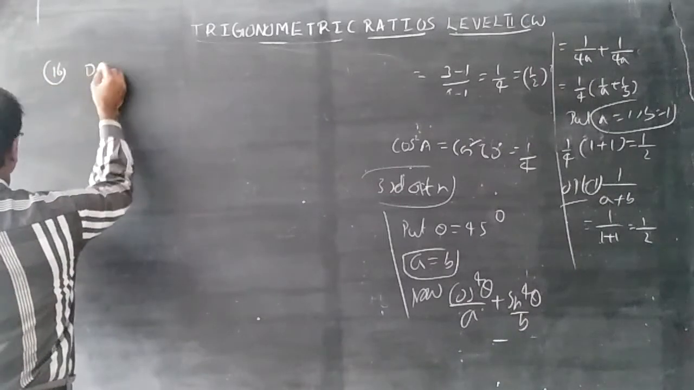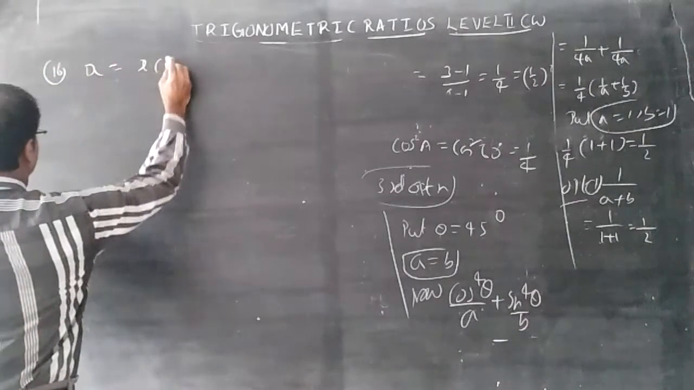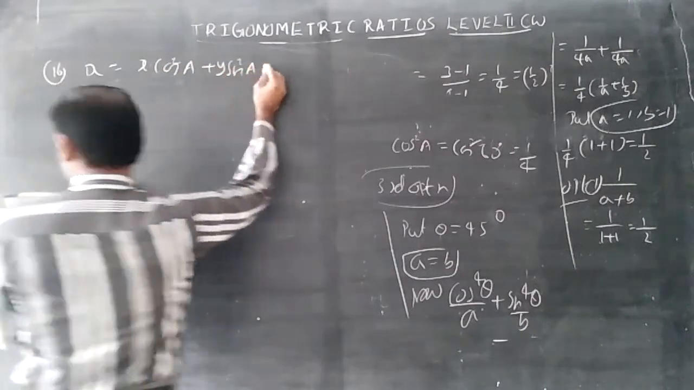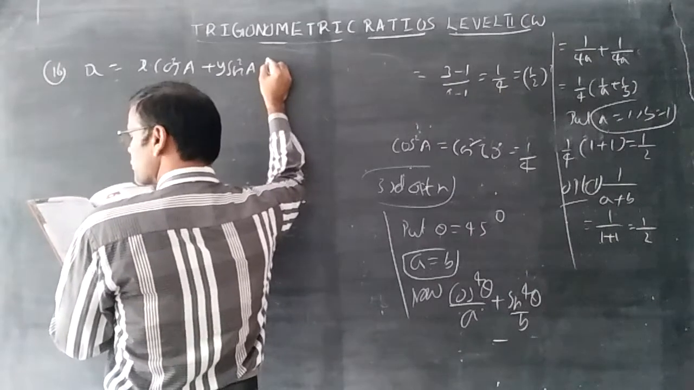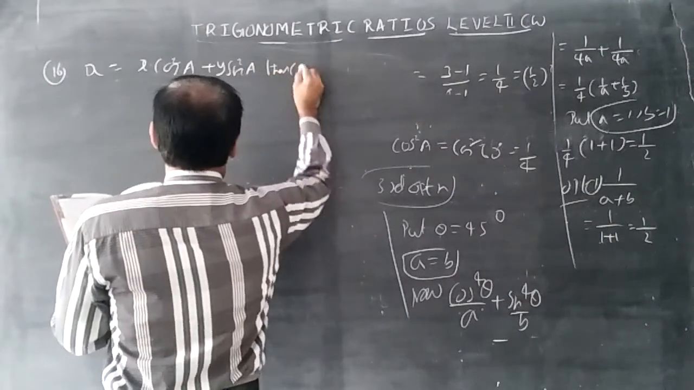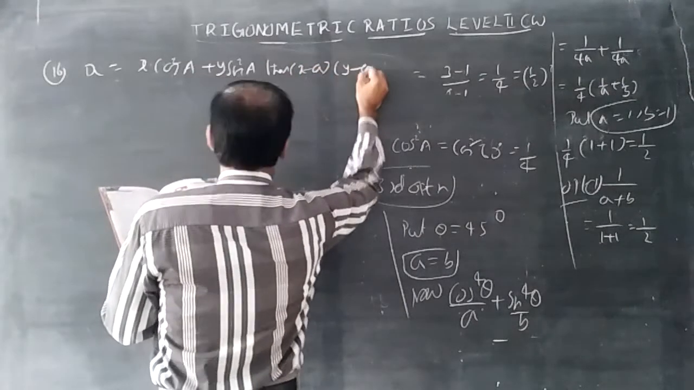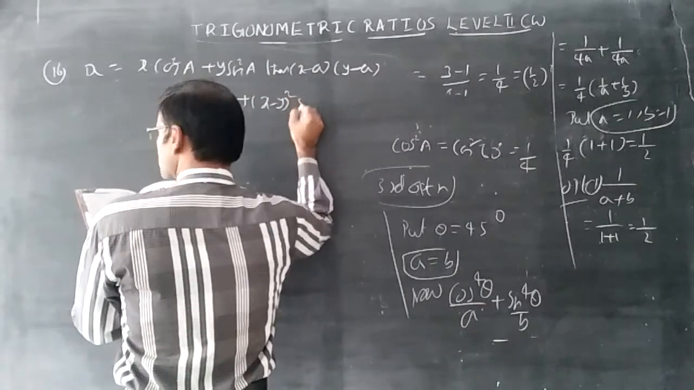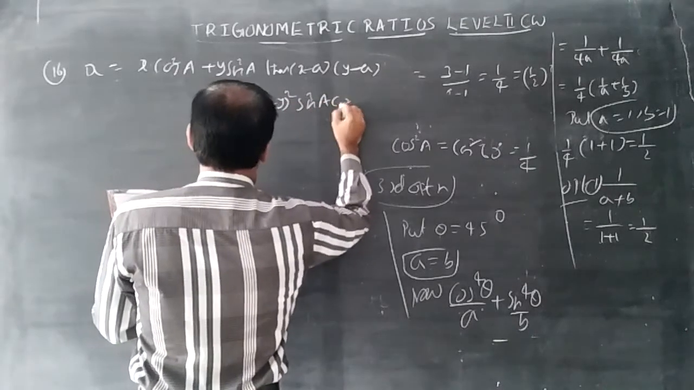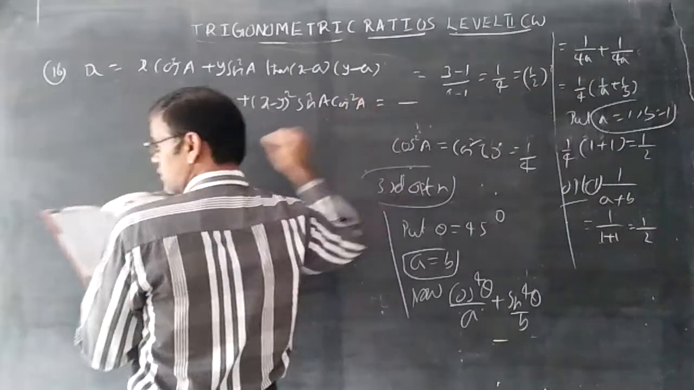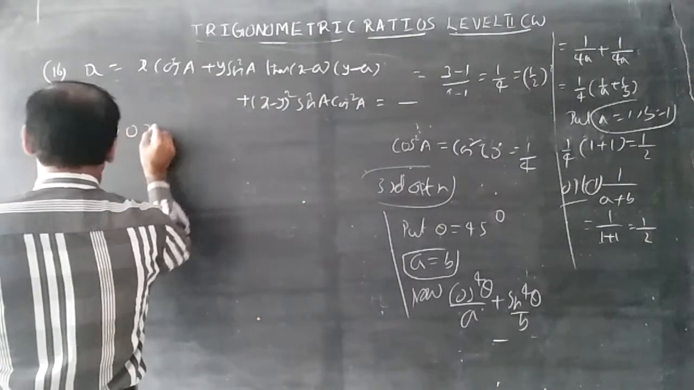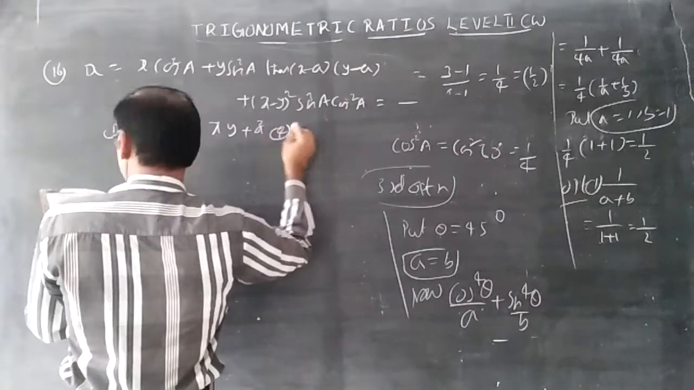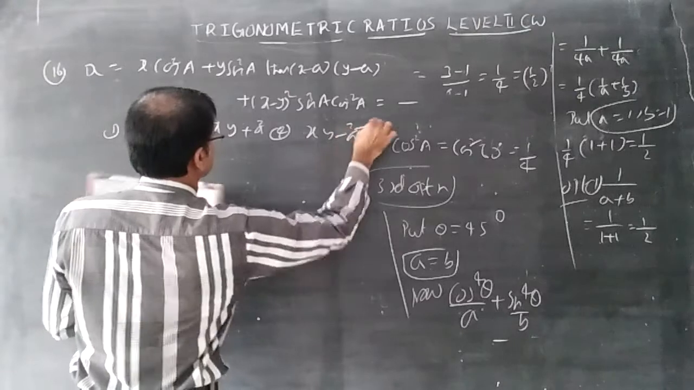Okay. Now 16th question, a very easy question by putting the shortcut. x cos square a plus y sin square a is equal to a. That's all. Then x minus a into y minus a plus x minus y whole square into sin square a into cos square a is equal to that. Options: 0, 1, xy plus a square and xy minus a square.